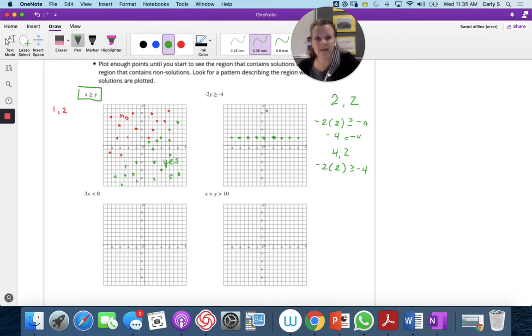Now let's try 2, 4. -2 times y greater than or equal to -4. So that'll be -8. Is that bigger than -4? No, it's not bigger than -4. That is smaller than -4. So we want all of that to be in red. So I would think anything along this line will be in red. In fact, anything above this will continue to be in red. Let's try -2.